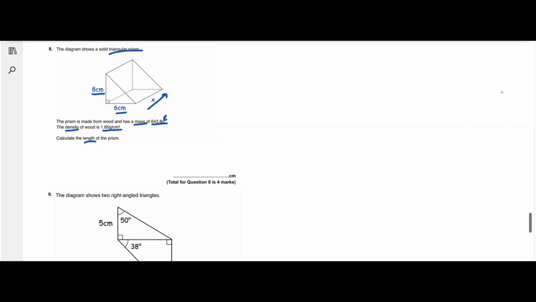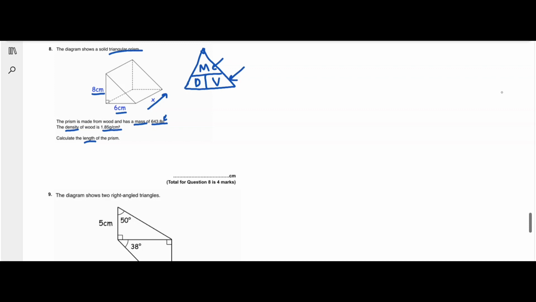So let's first of all work out, if I need the length, I'm going to need the volume of the prism first. So you need this triangle here. And this is mass density volume. And if you forget, they don't give you this on the formula sheet. If you forget this, then you are a massive div. Hopefully that might help you remember the triangle.